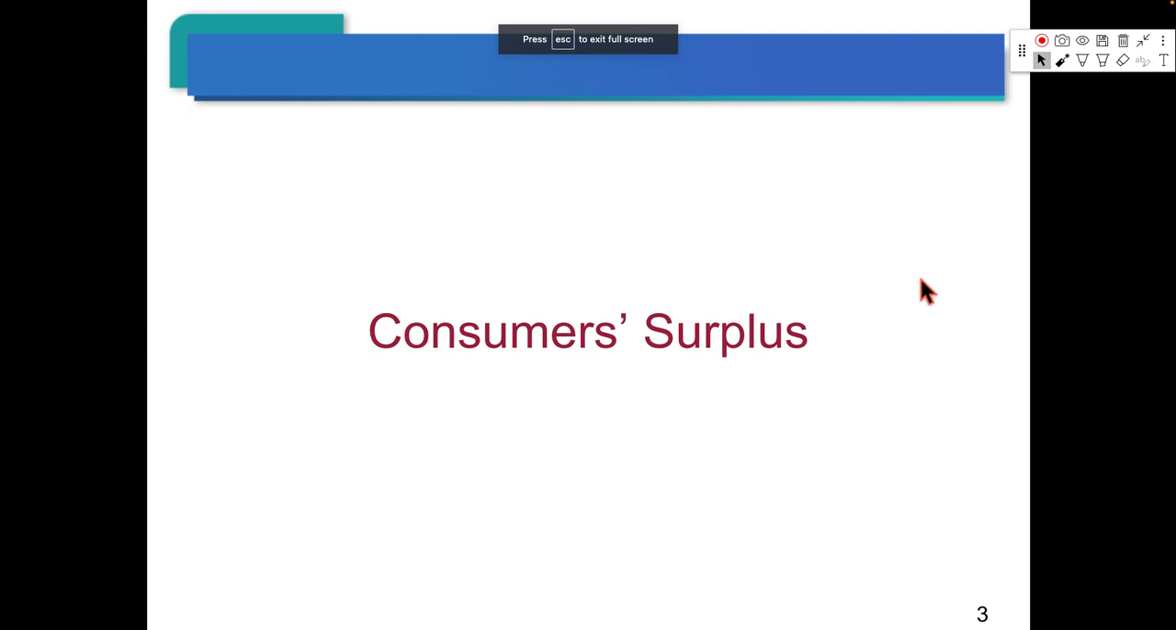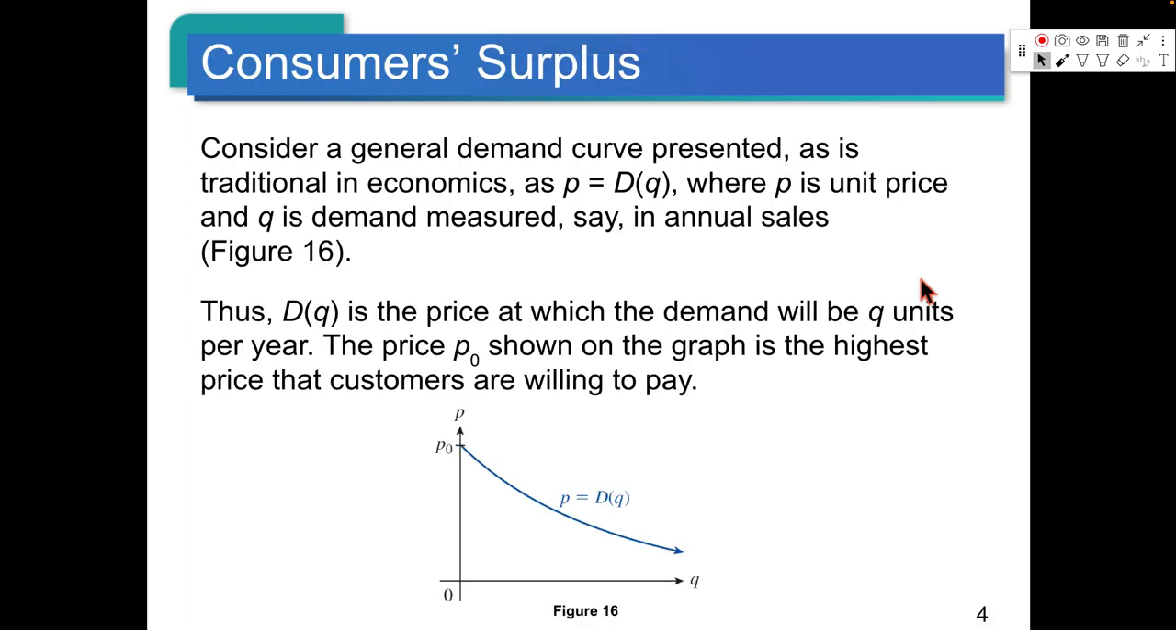Okay, consumer surplus. So what this is based on is that typically when you bring out a new product, it's going to have a higher price because people haven't bought it yet. So it typically will have some starting price, which is a little high, and not too many people are going to buy it.